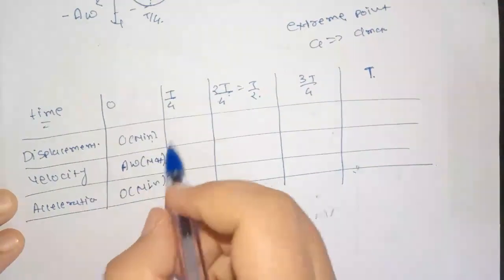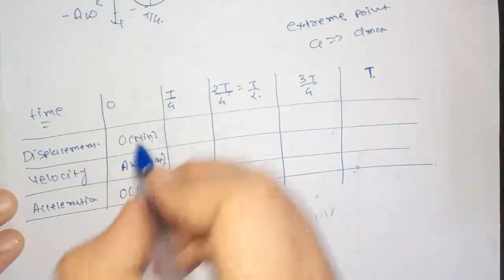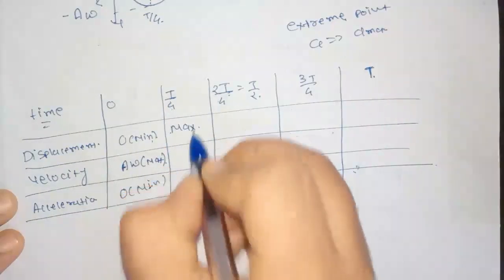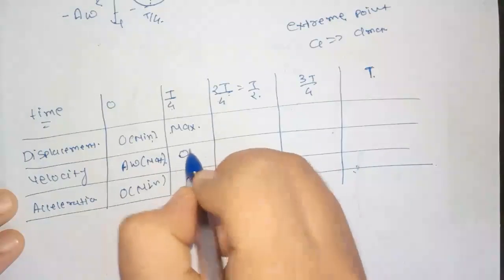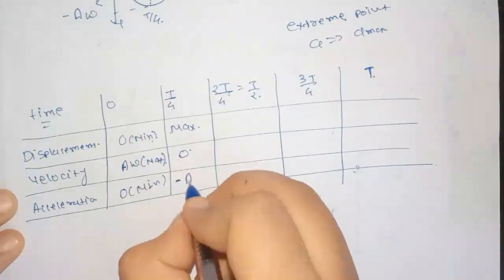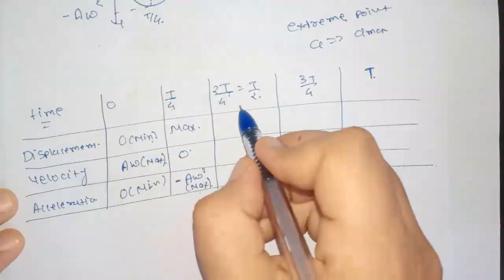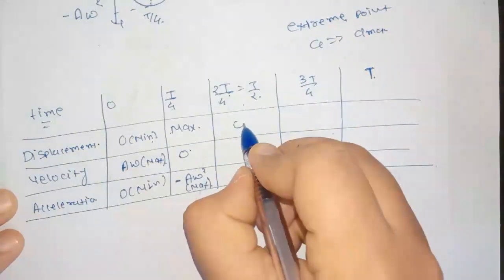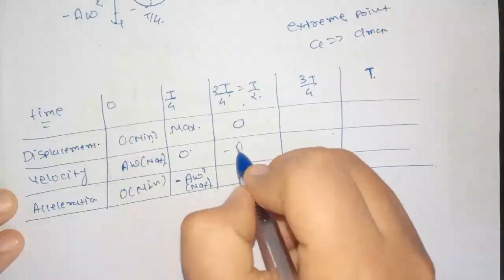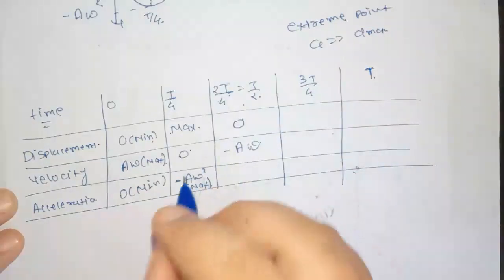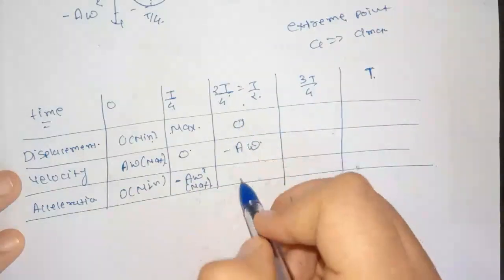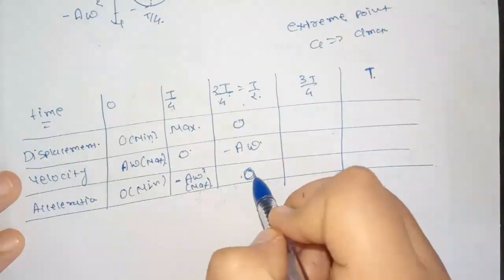So it is minimum. At T by 4, the displacement is maximum. Velocity is 0 and acceleration is minus A omega square, that is maximum. At T by 2, again displacement is 0. Velocity is now minus A omega, and as displacement is 0, acceleration will also be 0.